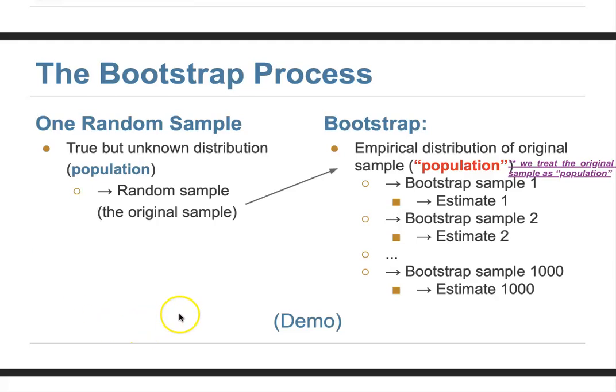So that's the most important thing, how we do the bootstrap process. The first thing, of course, we have one random sample from an unknown distribution. From this random sample, we will do the bootstrap. How? According to the original sample, we treat the original sample as the population. That's why you see here the population in quotes and in red, because this one is not really the real-life population. We just treat our original sample as the population.